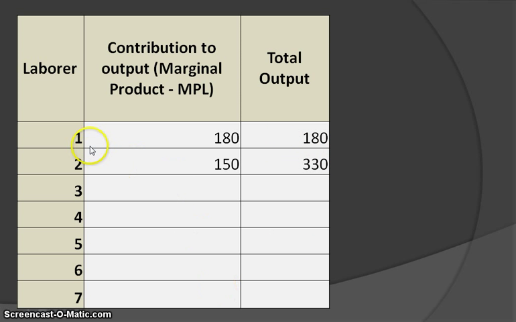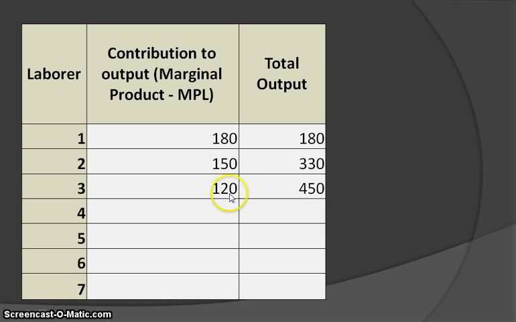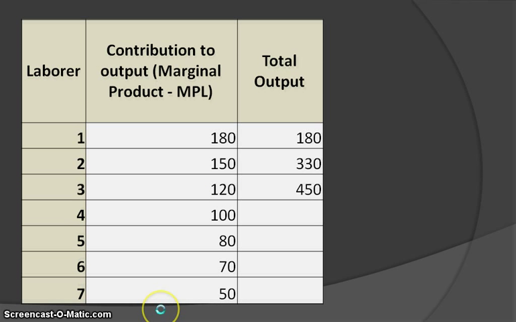So we see here that the first worker contributes 180 units to total output. The second worker contributes 150 units to total output. So after having hired 2 workers, 330 units are produced in total by this particular firm. The third worker contributes 120 units. And therefore, total output after the third worker will be 330 plus 120, which gives you a value of 450. And we can continue this process going all the way down.